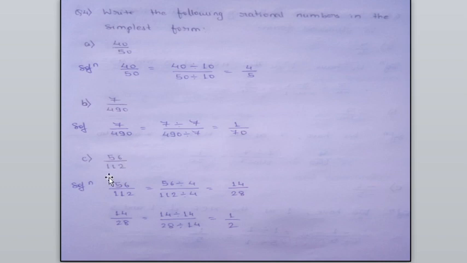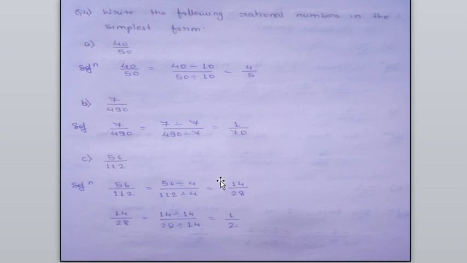Then 56 divided by 112. So the highest common factor we have to find out, but if it is not possible for you to take out the highest common factor, then just take out a common factor which is divisible for both this numerator and the denominator. So I have written here 4 because 4 is divisible into both 56 and 112. So 56 divided by 4 is 14 and 112 divided by 4 equals 28.